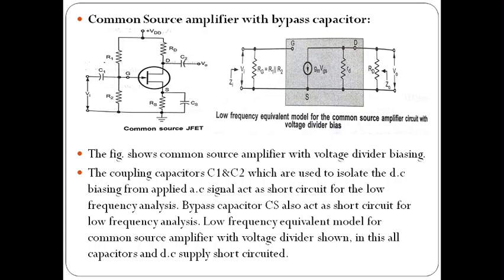A common source amplifier with bypass capacitor. Here we are discussing the common source amplifier with bypass capacitor. In this, we are using voltage divider biasing. In this voltage divider biasing, you can observe the circuit diagram, the voltage divider biasing circuit with the bypass capacitor. Clear?